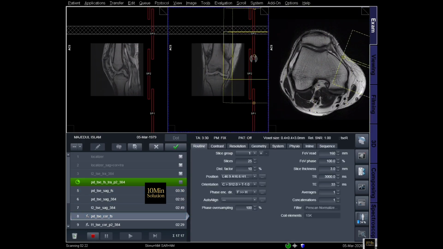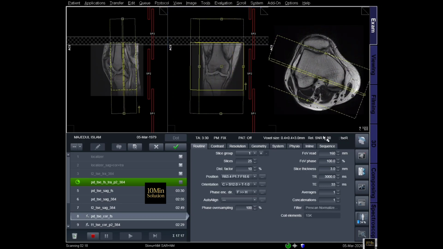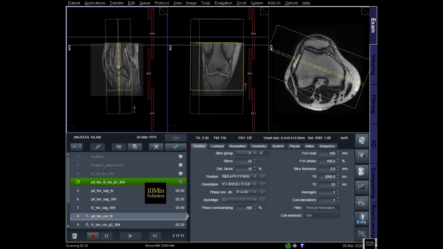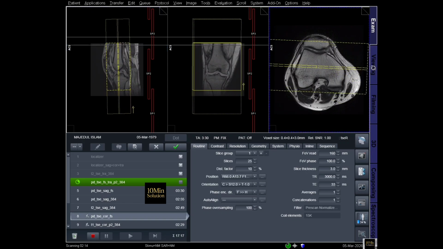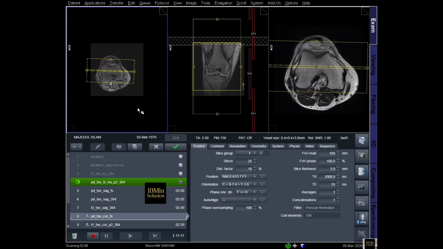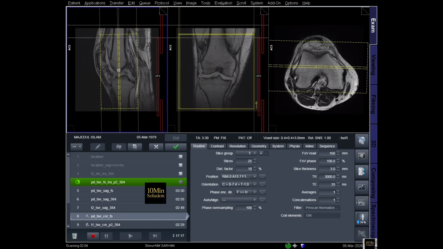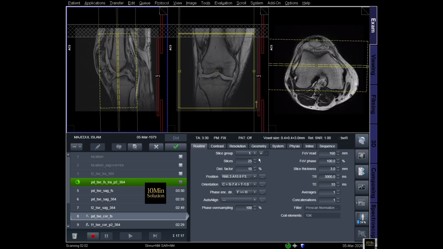MRI sequences. Common MRI sequences used for knee imaging include T1-weighted, proton density with fat saturation, and T2-weighted sequences. T1-weighted images provide excellent anatomical detail. PD fat-saturated sequences are highly sensitive for detecting ligament and meniscal injuries. T2-weighted or STIR sequences are useful for identifying fluid, edema, inflammation, and joint effusion.